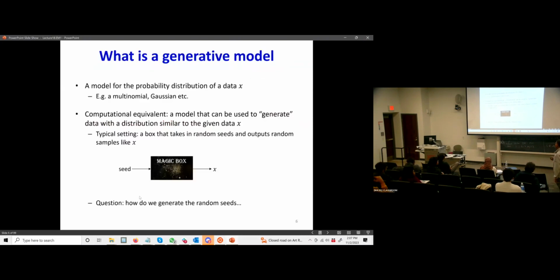So the first thing, what is a generative model? A generative model is a model for the probability distribution of data, like a multinomial, or more specifically, a category distribution, or a Gaussian, right? And there's a computational equivalent for it. We're calling it a generative model. So there's the assumption that there's a process which generates data. Now, in real life, if you consider any particular variable, like the heights of people, it has a distribution, right? So there's a real distribution, which you're never going to know. What does it mean to say that it has a real distribution?